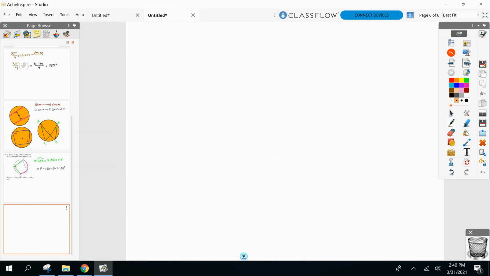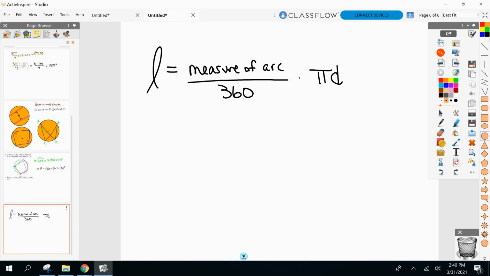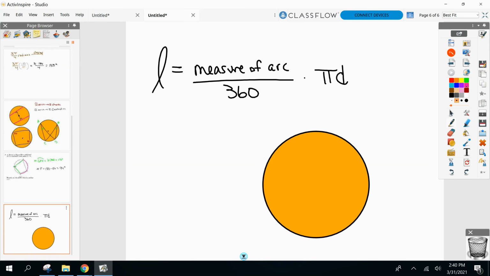Okay, so you have, and I'll draw a circle too so we could see it visually. Length of an arc equals measure of arc over 360 times the circumference, pi d. All right, so I have my circle. Let me put a couple letters here: A, O, B, and I'll put C over here.